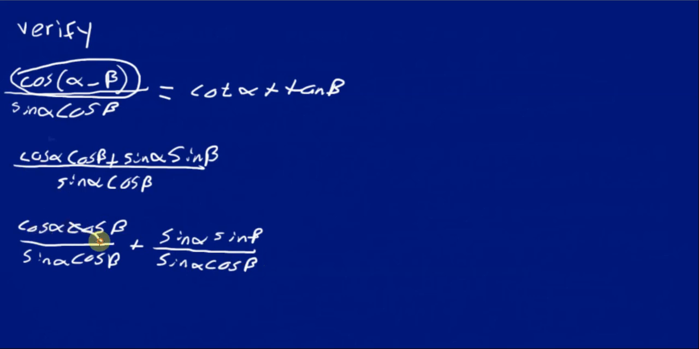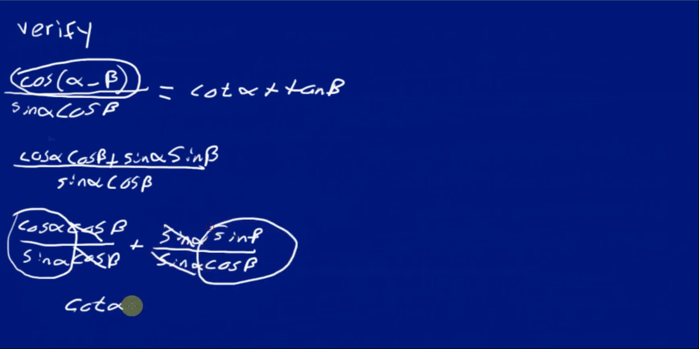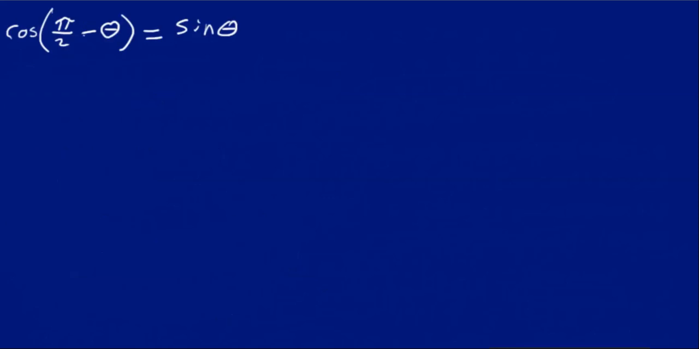So we have the cosine of beta, the cosine of beta, they cancel out. So what I'm left with here is the cosine of alpha over the sine of alpha. That is the cotangent of alpha. And over here, the sine of alpha cancels out the sine of alpha, and I'm left with the sine of beta over the cosine of beta. That's going to be plus the tangent of beta. So they work a little nicer and easier than the ones that we were doing.